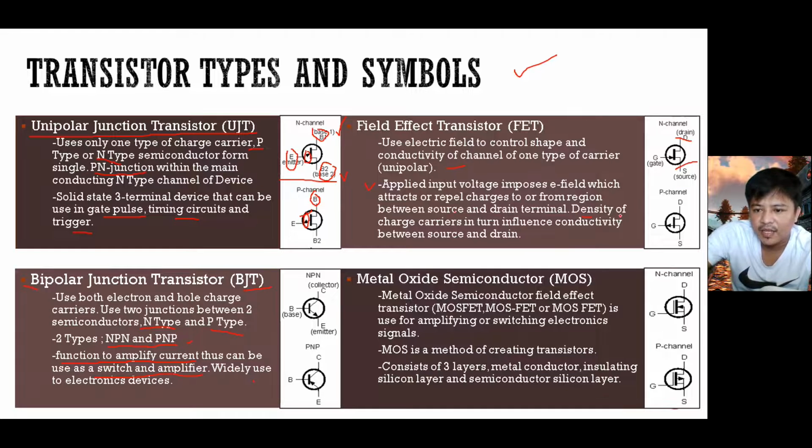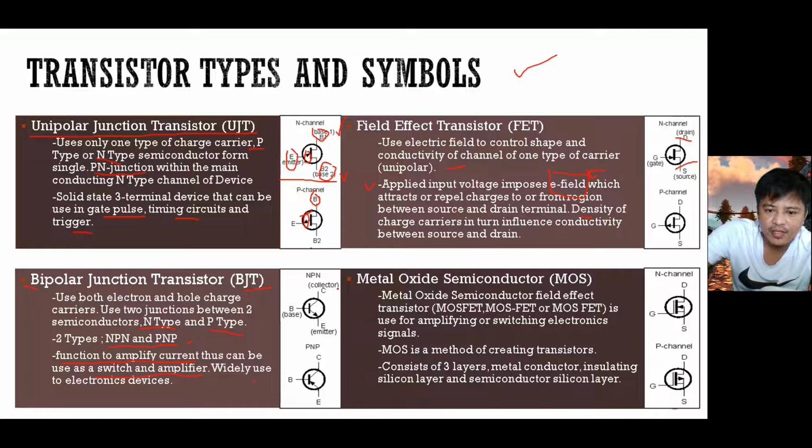They are also saying here that the density of charge can in turn influence the conductivity between the source and the drain. So basically, the main difference with this one is it functions only on an electric field, and this one is more of the flow of current, but this one is more of an electric field that makes it function.